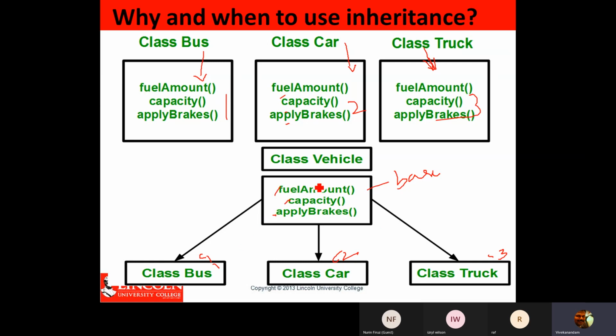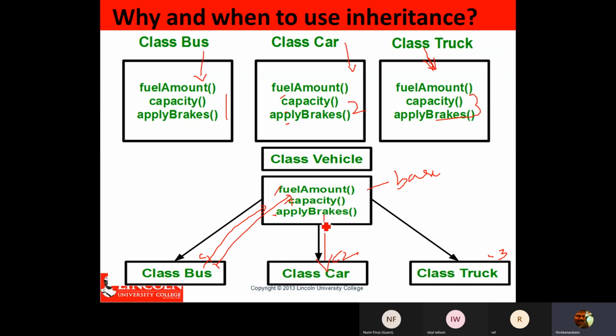Looking at this diagram, we have class 1, class 2, class 3. This is the base class. Whatever functions or properties we want, the class automatically inherits from here. In the class bus, if you want fuel data, all the data will be inherited here.